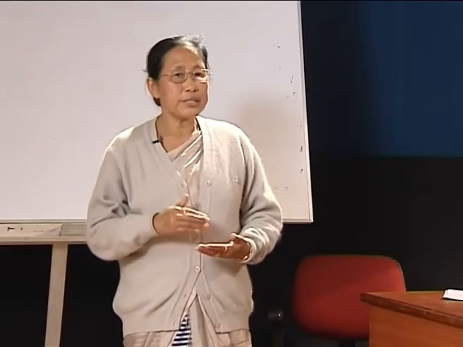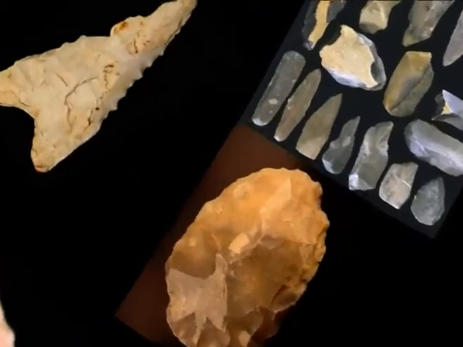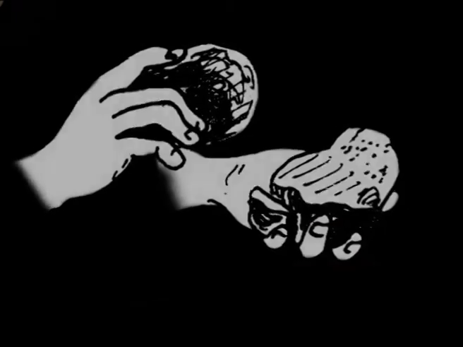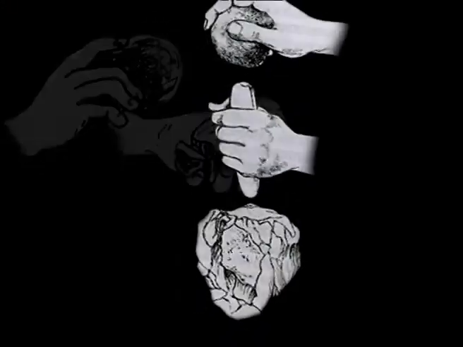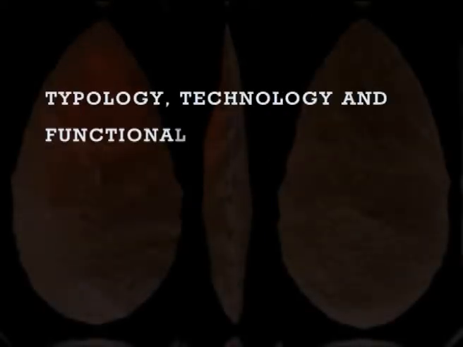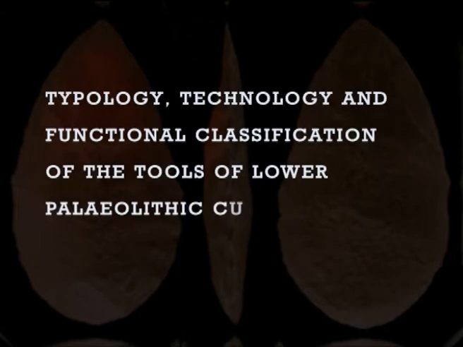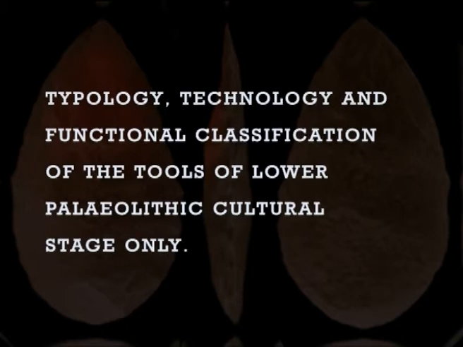In our previous theory classes, we have already discussed the different types of tools belonging to different Stone Age cultural stages along with their manufacturing techniques. Here our main focus is on the typology, technology and functional classification of the tools of the lower Paleolithic cultural stage only.